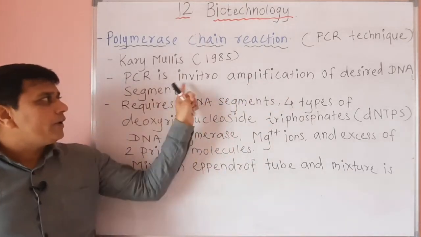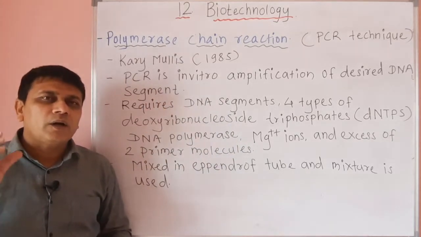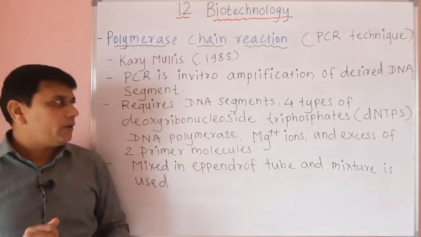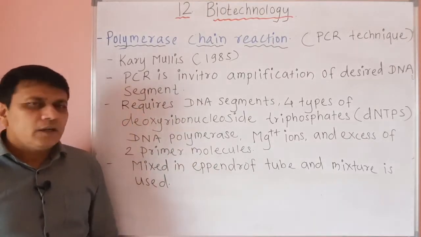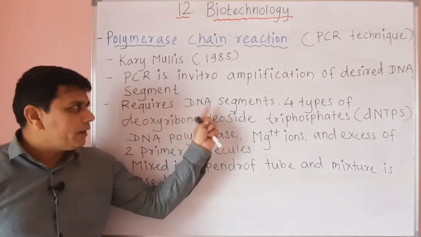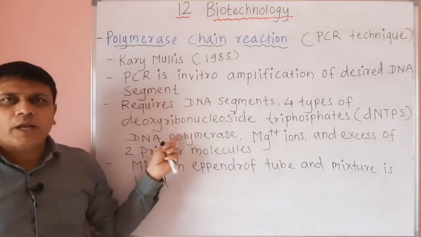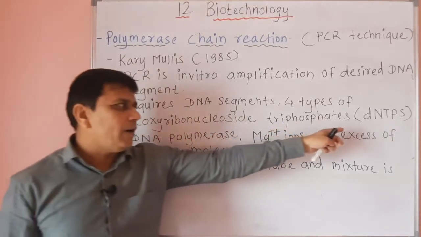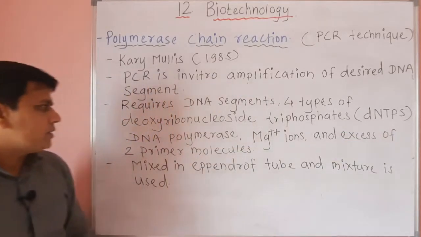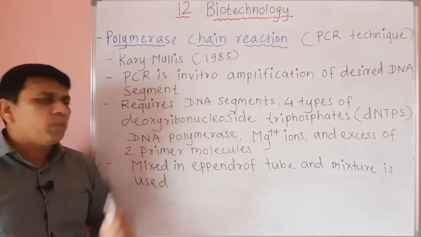Then it is in vitro process. In vitro means it is carried in controlled conditions in the laboratory. Then PCR technique requires the desired segment of DNA. Then it requires 4 types of deoxyribonucleoside triphosphates, in short called as dNTPs. Then it requires a thermostable DNA polymerase.